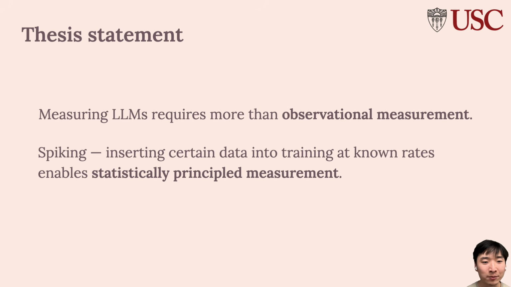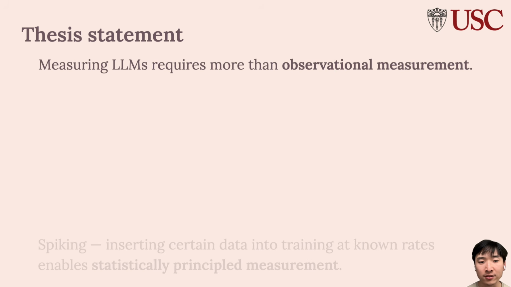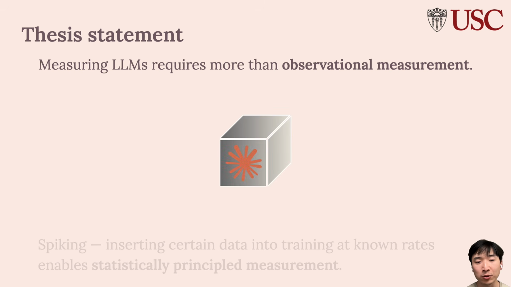My thesis statement is, measuring LLMs requires more than observational measurement. We need to intervene on training and spike the training data. Spiking certain data at known rates enables statistically principled measurement. I'll illustrate both parts of this thesis statement with a running example. On the first part, AI measurement currently takes language models as fixed objects, which constrains us to observational measurements.